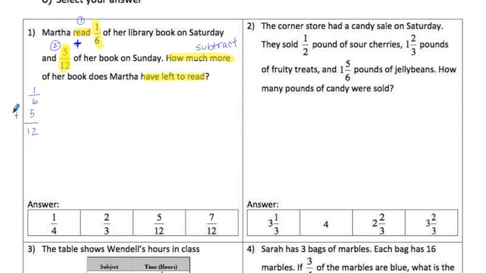And there's no whole numbers, so we need to look at the denominators. They are 6 and 12. So 6 is a factor of 12, so we're going to change this denominator to be 12. 6 times 2 is 12, so 1 times 2 is 2. Looking at the numerators, I'm going to add them. 2 plus 5 over 12. 2 plus 5 is 7 over 12. So this is how much she has read.